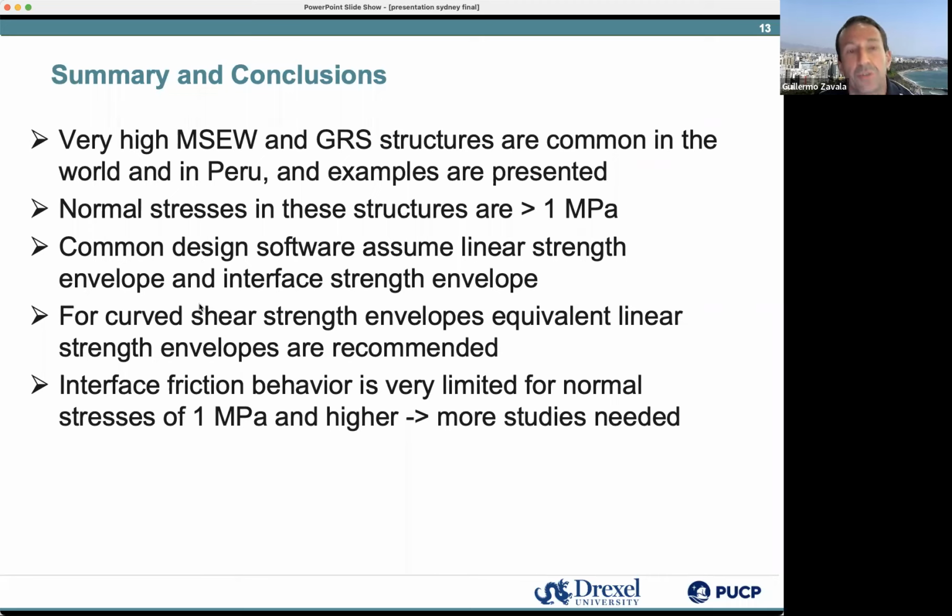So what we should do, if we have a curved shear strength, which usually occurs, as I said, above 500 kPa of normal stresses, then we should use equivalent linear strength envelopes, so that we can capture that curvature. We also saw that interface friction behavior studies are very limited for normal stresses of 1 MPa and above. So more studies are needed in these cases.